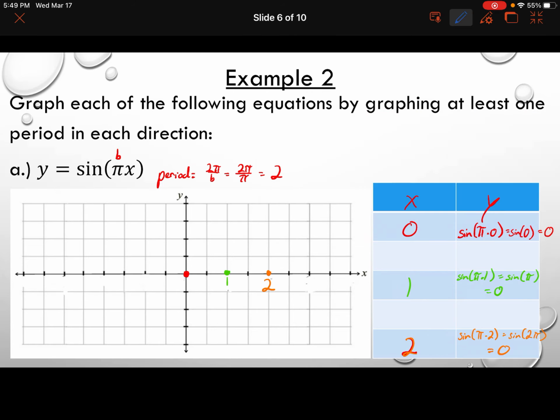And then how are we going to find the other 2 points? Take the middle again. What's halfway between 0 and 1? 1/2, or 0.5. So now we're going to plug in 0.5 into our function. So sine of pi times 1/2. That's the same thing as sine of pi over 2. So we look up pi over 2 on our unit circle. It's at the top of our circle, so the y value there would be 1. So it looks like we have a point at 1/2, 1.